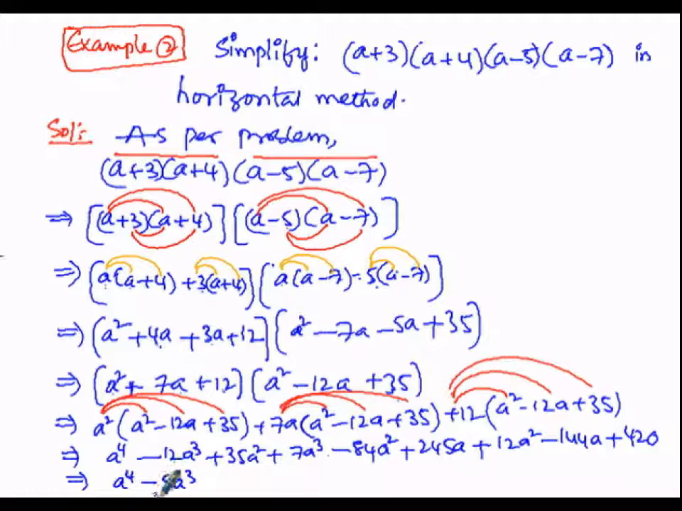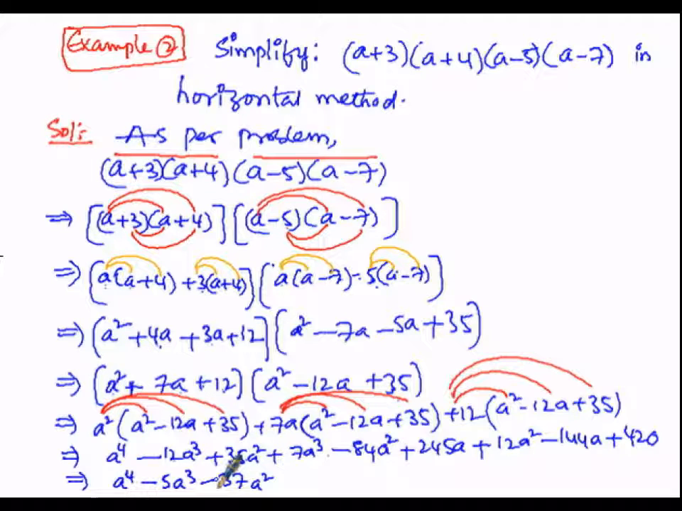Then the a square terms. So here 35a square, then minus 84a square, then plus 12a square. But here 35a square plus 12a square is 47a square, so 35 plus 12 is 47. Now 47a square minus 84a square. If you simplify, plus into minus is minus, 84 minus 47, so you will get 37a square. To assess the sign here, 84 is greater than 47, so 84 is greater, its sign is negative, so the minus sign will be attached.